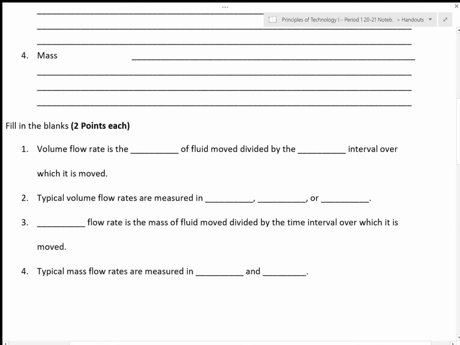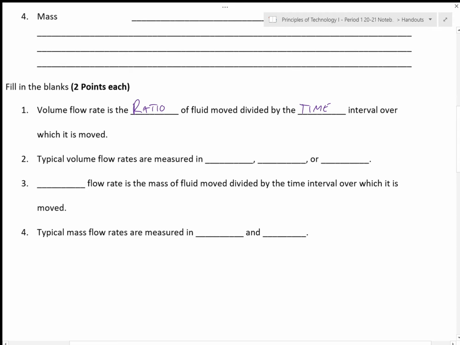The short answer: volume flow rate is the ratio of fluid moved divided by the time interval over which it is moved. Typical volume flow rates are measured in cubic feet per minute, meters cubed per second, or gallons per minute.